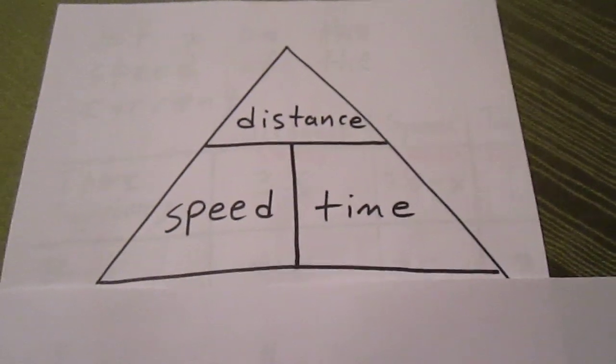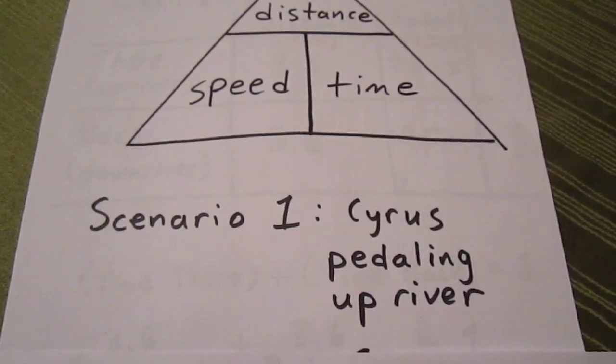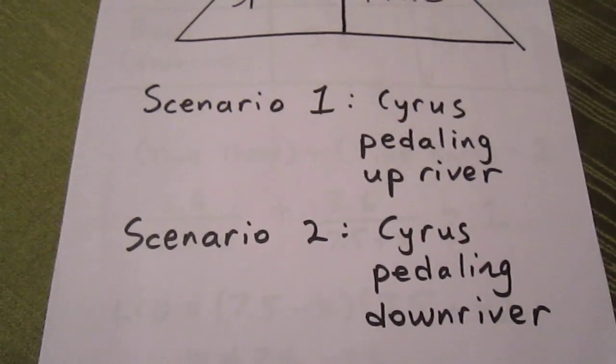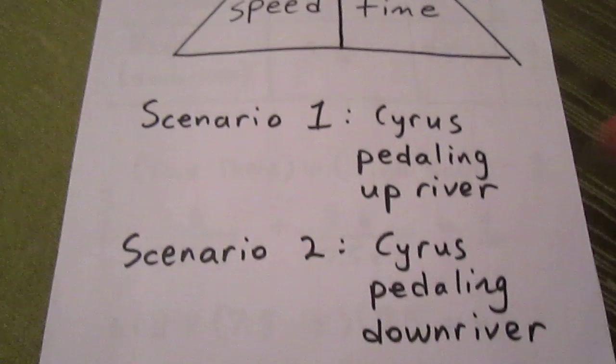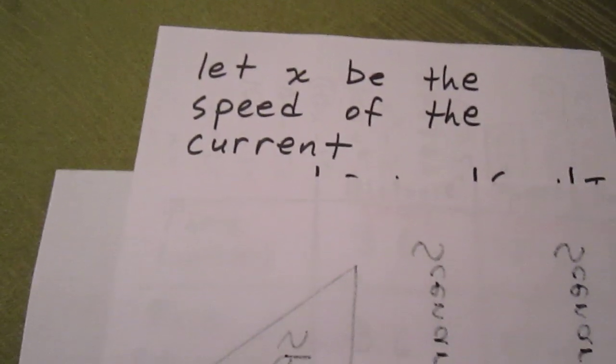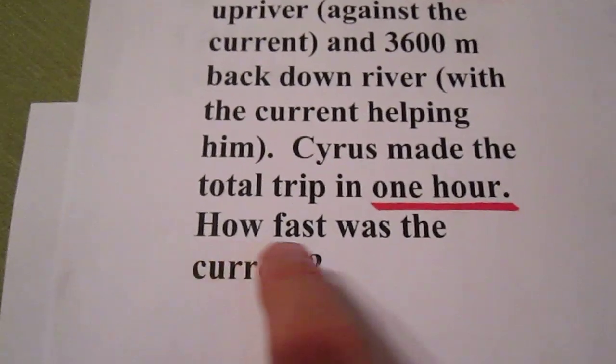One of the scenarios is when Cyrus is pedaling there. He's pedaling upriver. The second scenario is when Cyrus is pedaling back. He's pedaling downriver. And now we have to put all of this into some sort of a coherent whole. So we ask ourselves ultimately, what is this question looking for? Ultimately, the question is asking how fast the current was.